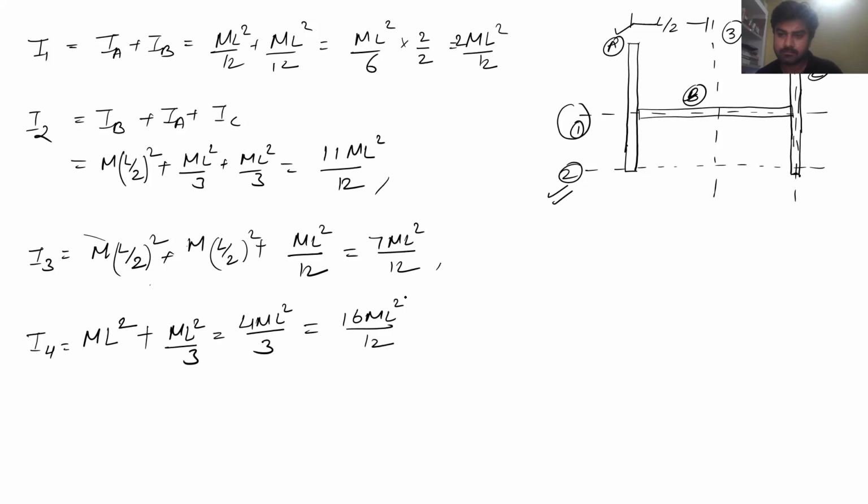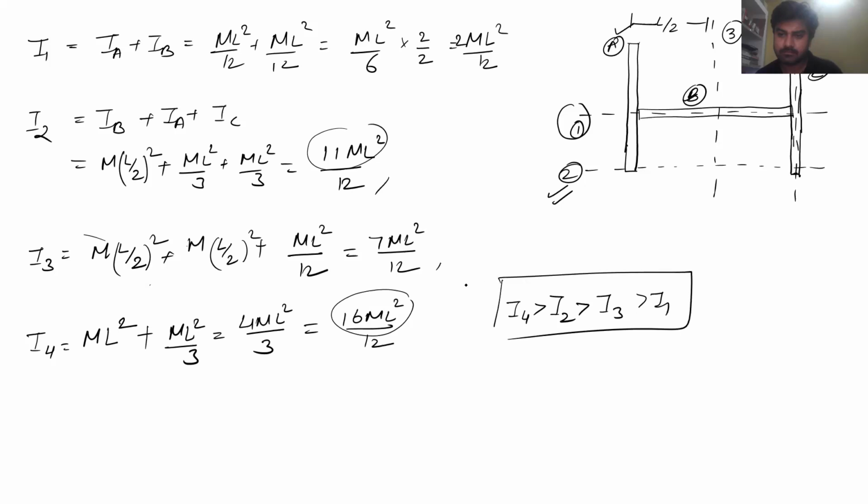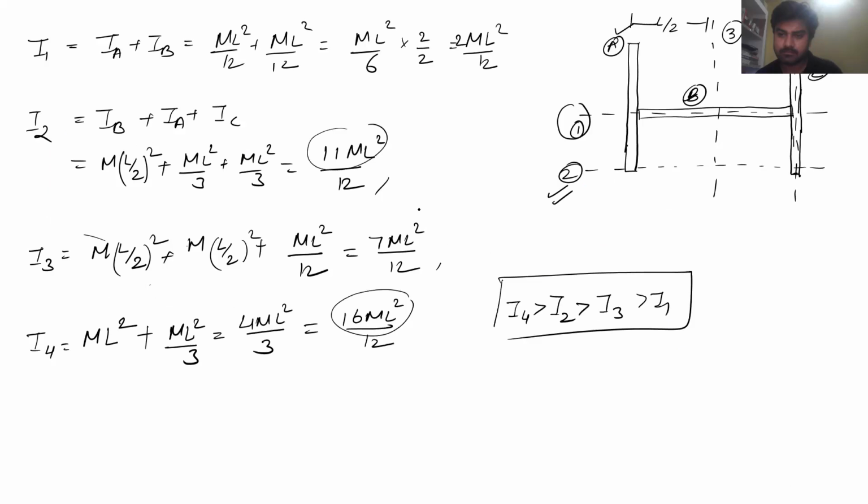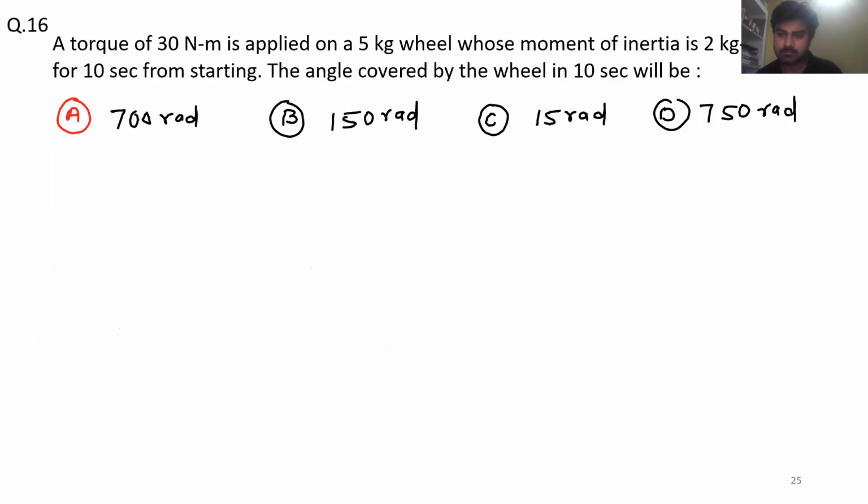Which is greatest? I4. Then this is greatest. This is greater, I2. Then I3. Then I1. Okay, 4, 2, 3, 1. Which option? 4, 2, 3, 1. Option C, right? Let's come to the next question, this was question number 13. So next is question number 16, which is another good question.